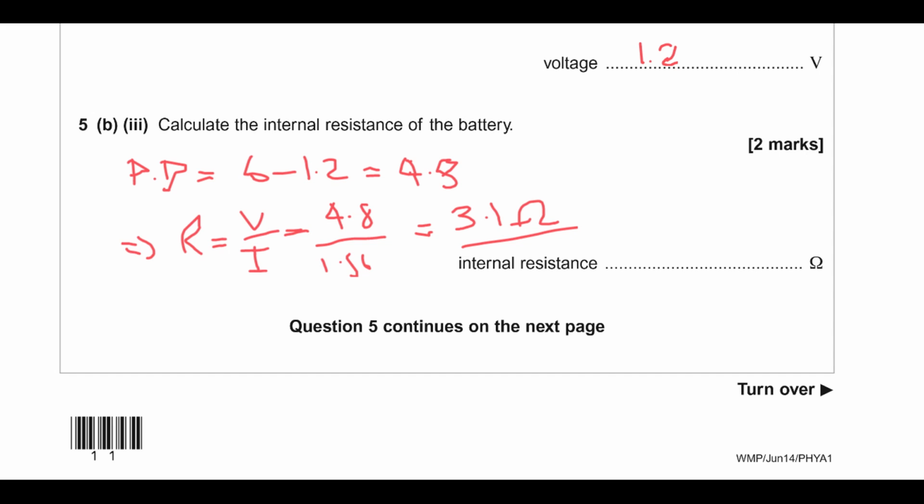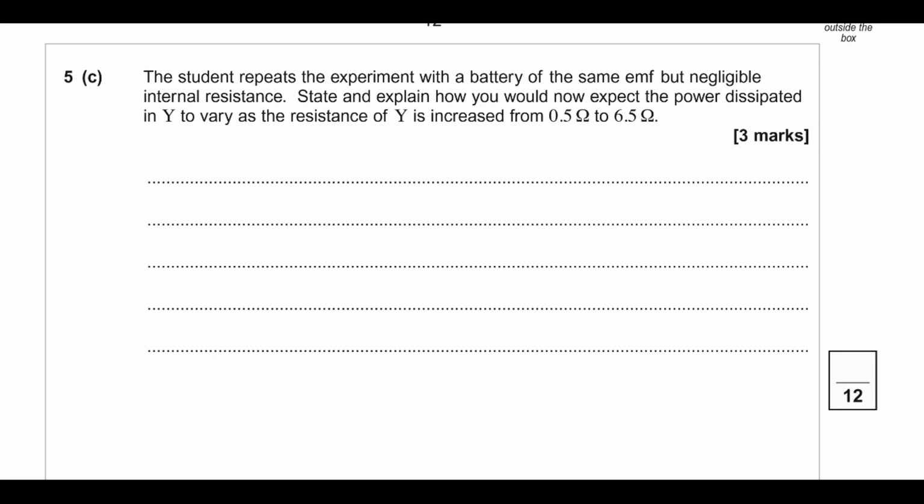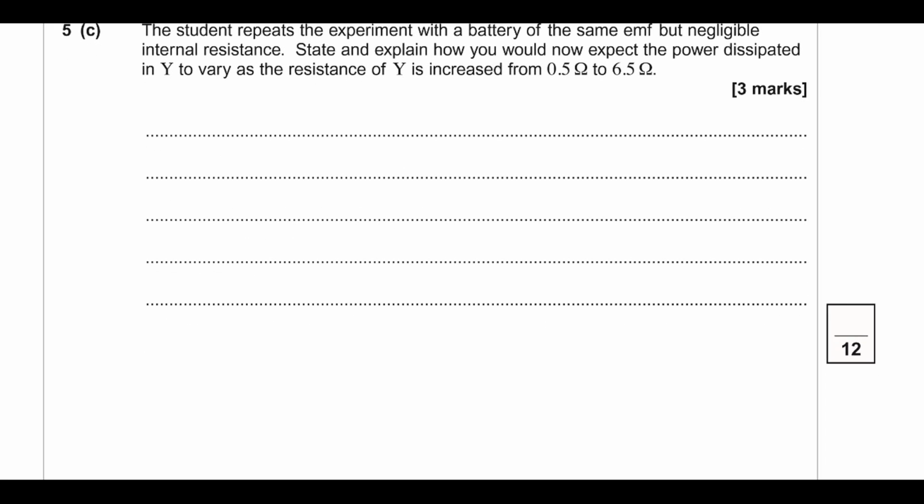Alright, so that's your internal resistance. Let's carry on. Okay, so the student repeats the experiment with a battery of the same EMF but negligible internal resistance. State and explain how you would now expect power dissipated to vary as the resistance changes between the same values. So let's think about what that circuit now looks like.